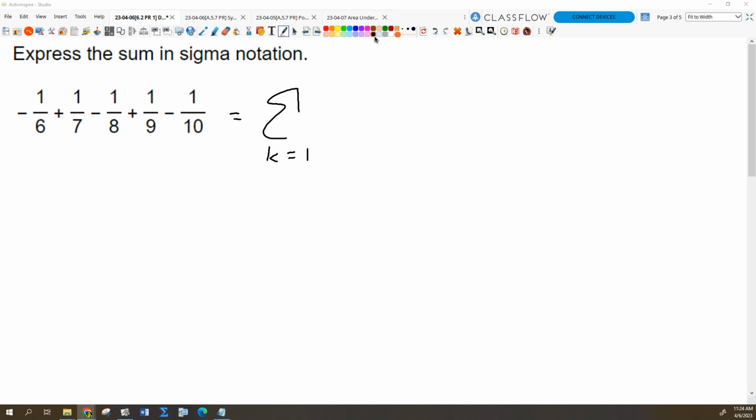What's the part that's giving us the denominators? The numerator is staying 1, isn't it? Everybody agree? So we've got this 1 over something. How am I going to predict the denominators if k is starting at 1?